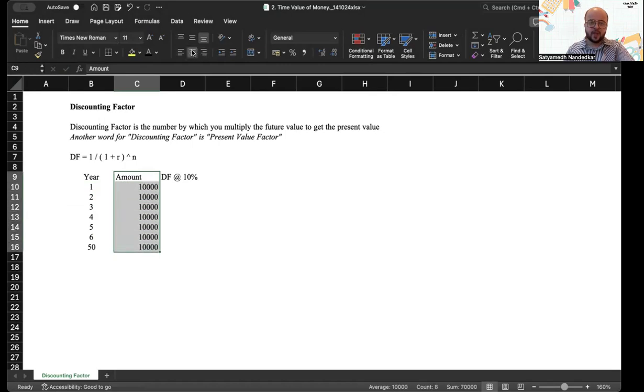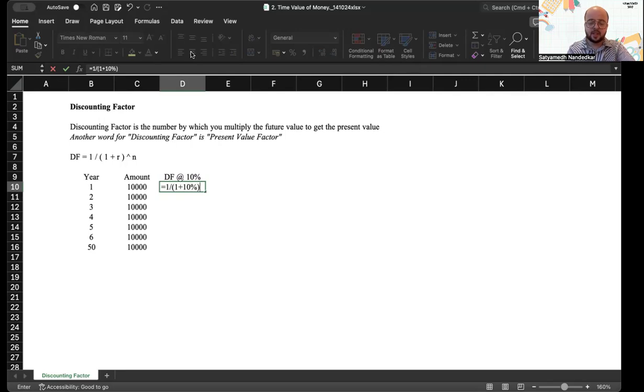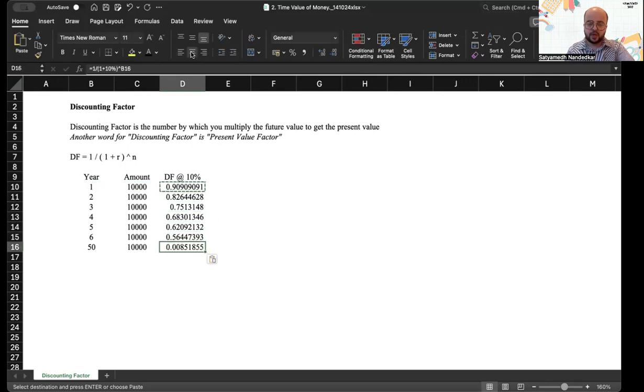Pay attention. Now, how do we get the discounting factor or the present value factor? It is 1 upon 1 plus r. Rate here is 10% raised to 1, raised to 1, 2, 3, 4, 5, 6, so on and so forth. And this is my last number. So from year 1, I have gone up to year 6, and I also want to calculate what is the value at the end of the 50th year.